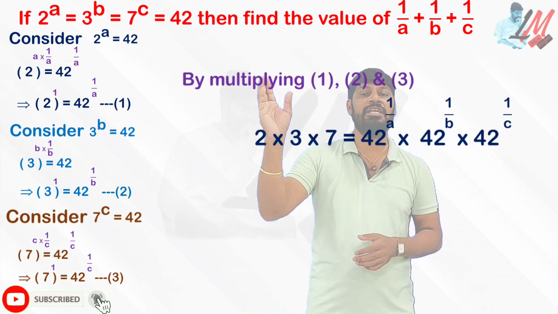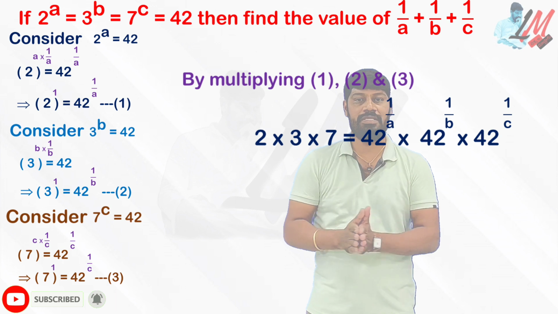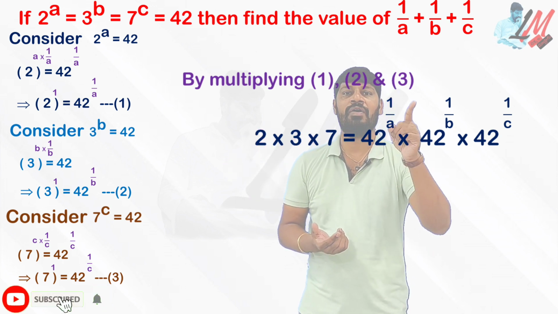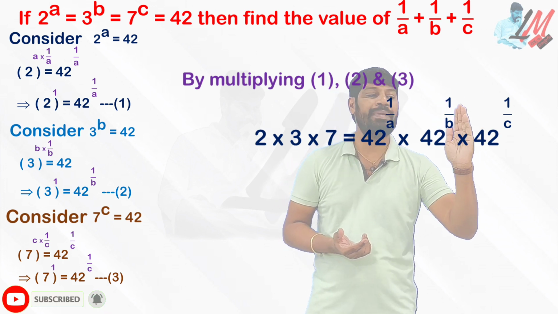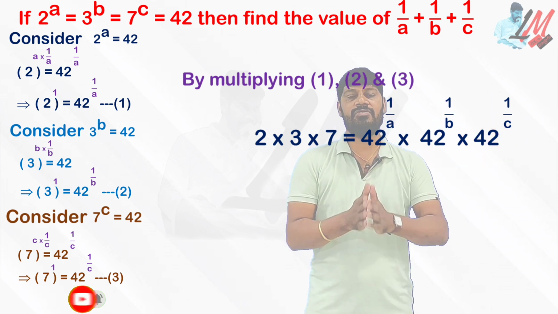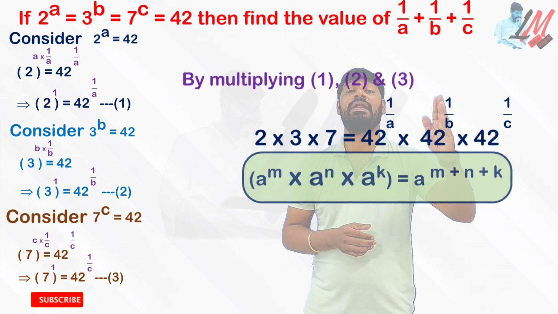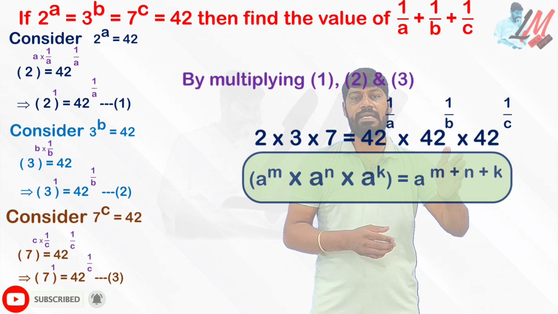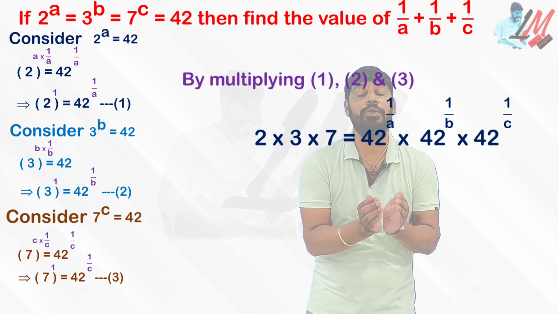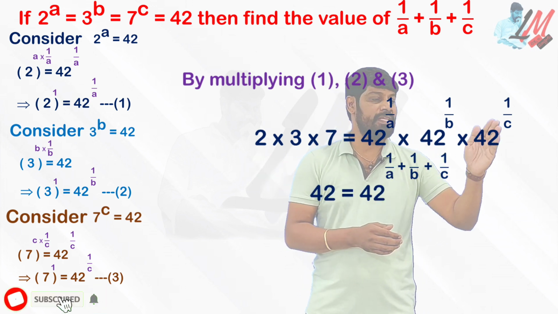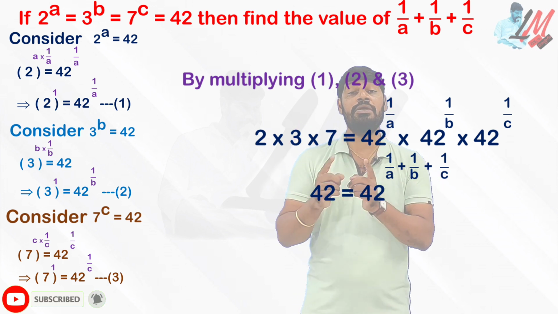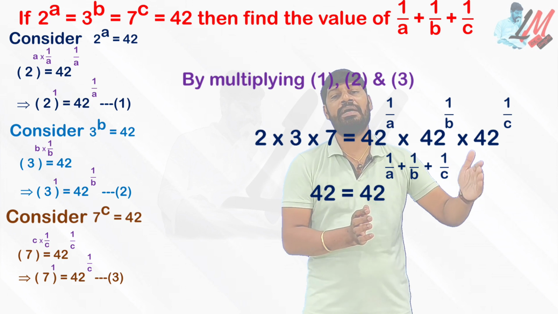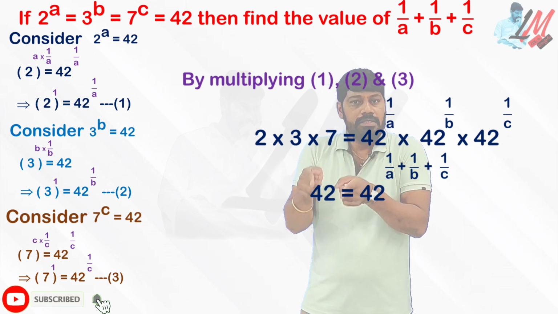So I am multiplying equation 1 into equation 2 into equation 3 here. You get 2 into 3 into 7 equal to 42 power 1 by a into 42 power 1 by b into 42 power 1 by c. As we know, a power m into a power n into a power k can be written as a power m plus n plus k. Similarly, here you can write 42 power 1 by a plus 1 by b plus 1 by c. 2 into 3 into 7 is 42 again. So 42 equal to 42 power 1 by a plus 1 by b plus 1 by c.